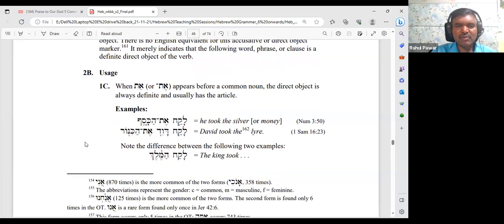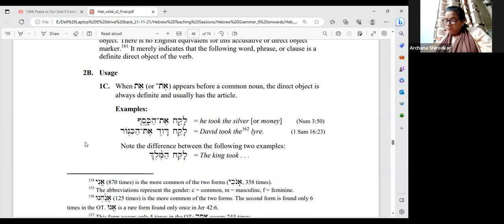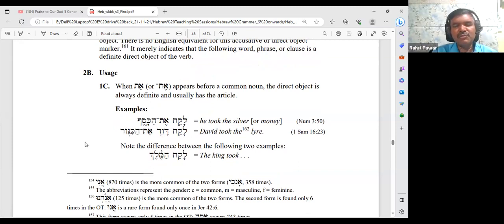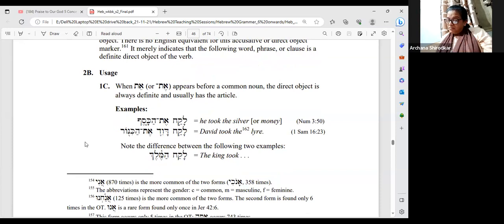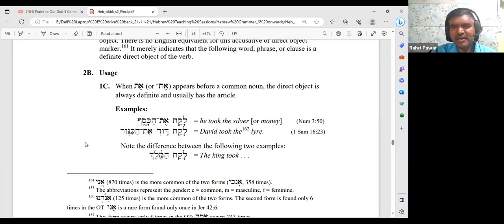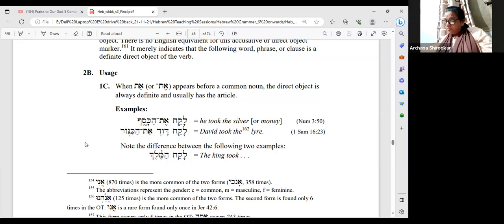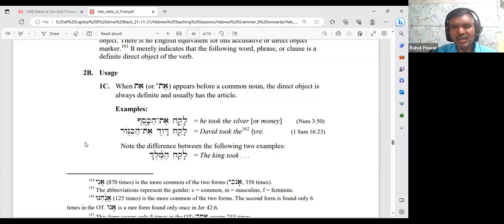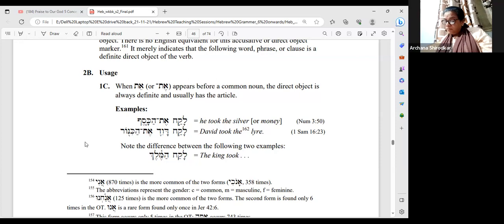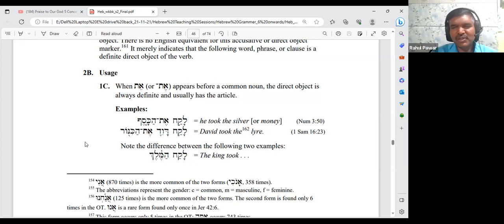For example, one example they have given: lakach et hakesef. Lakach means he took, third person masculine singular. Et is the direct object marker. In English translation, it is not translated, because in English, before an object, we don't use any word. Are you getting it? Yes, sir. Now, this is the sentence: he took the silver. Here the subject is he and the object is the silver. To indicate that it is an object, in English we don't use anything, but in Hebrew they use et as a direct object marker.